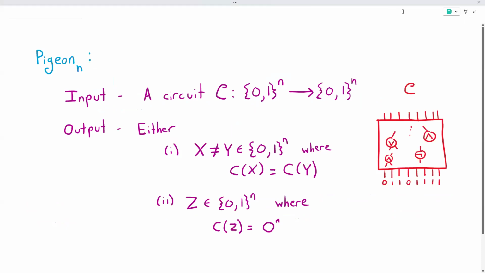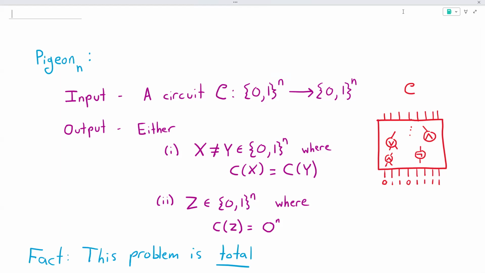So let's jump right in with a classic problem. This is the problem Pigeon, where I give you as input a circuit taking in n bits as input and outputting n bits as output. And I want you to find either two inputs, X and Y, where the outputs of the circuit are the same, or some input Z on n bits where the output of the circuit on Z is the all zeros string. Now, a nice fact about this problem is that it is total, and this follows just by the pigeonhole principle.